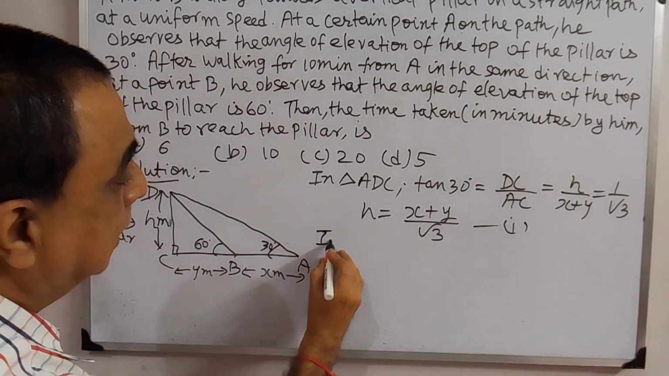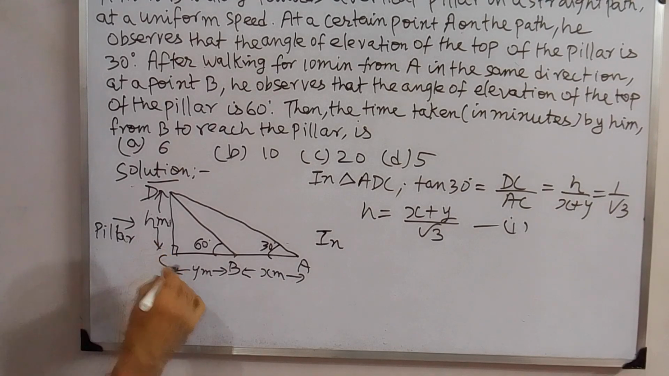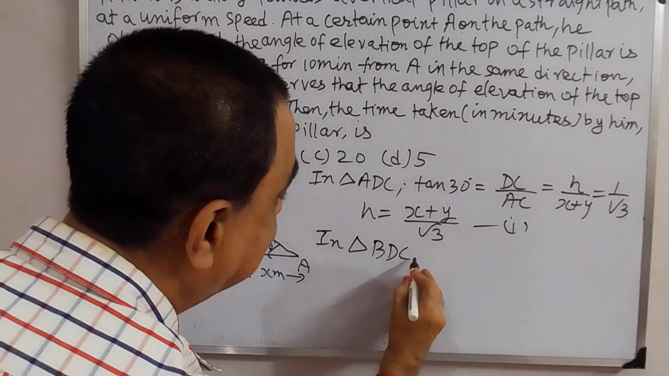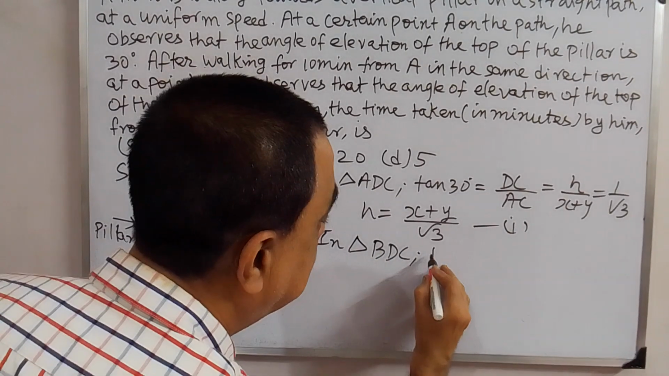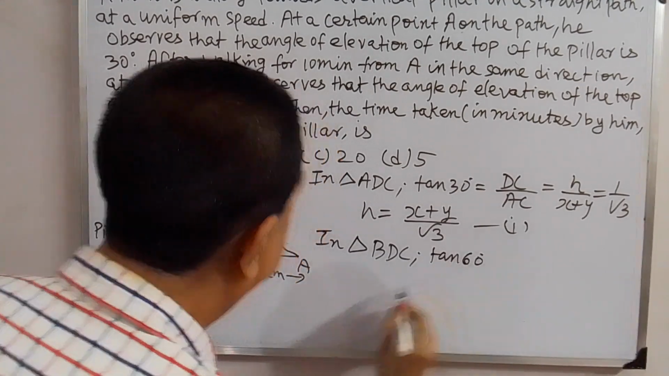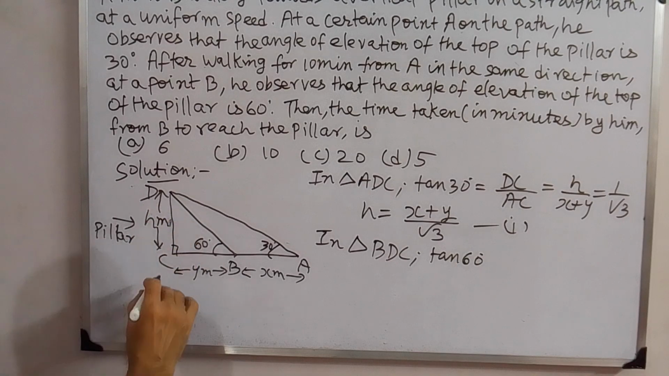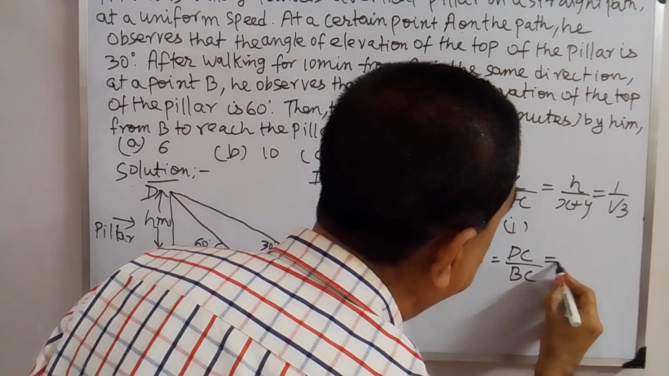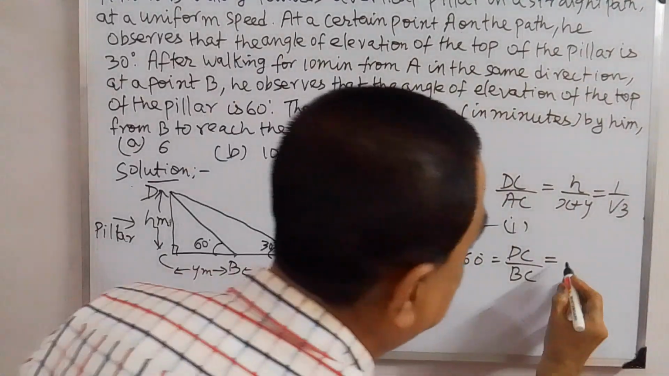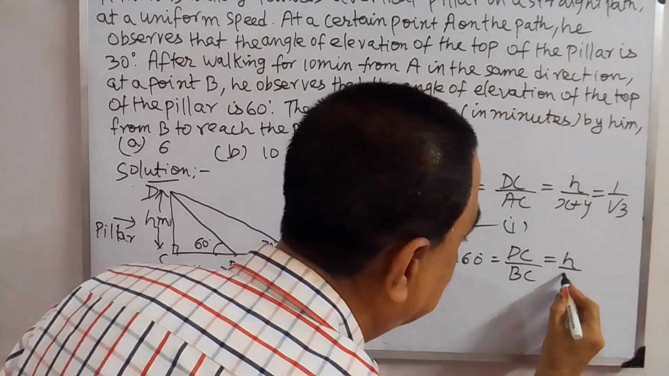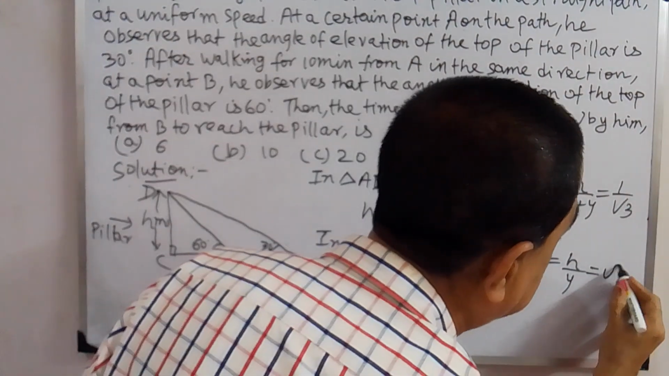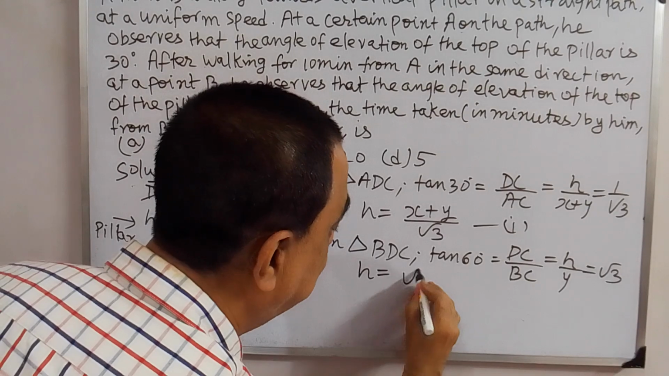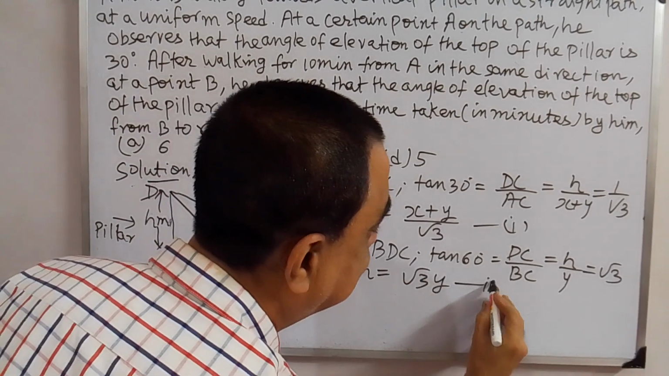Now we will frame one more equation. In triangle BDC, tan 60 degrees will be perpendicular by base. That means DC by BC. Now put in the values. DC is H and BC is Y, and the tan 60 degree value is root 3. So from here we are getting H is equal to root 3 Y. So this is the second equation.